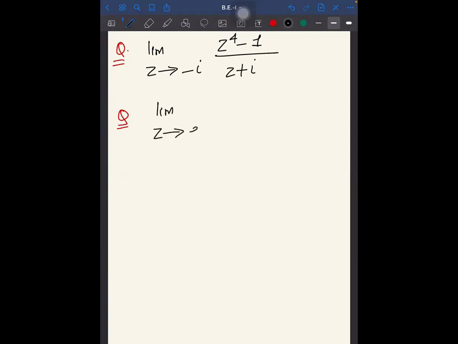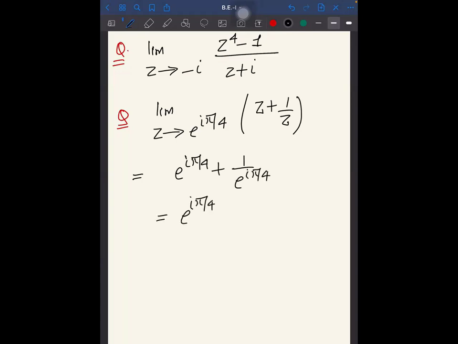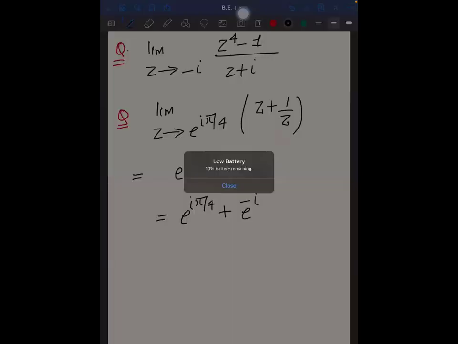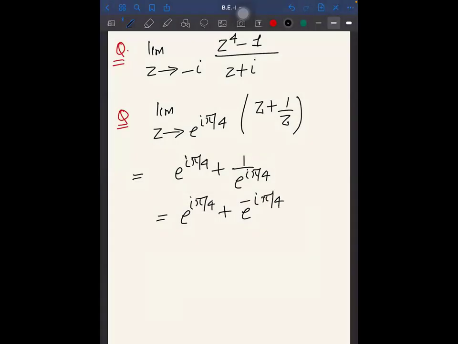Next is limit z goes to e raised to iota pi by 4, z plus 1 by z. So you can directly write it as e raised to iota pi by 4 plus 1 by e raised to iota pi by 4. So this is e raised to iota pi by 4 plus e raised to minus iota pi by 4. Can we write it? Yes. So this becomes cis pi by 4 and this becomes cis minus pi by 4.